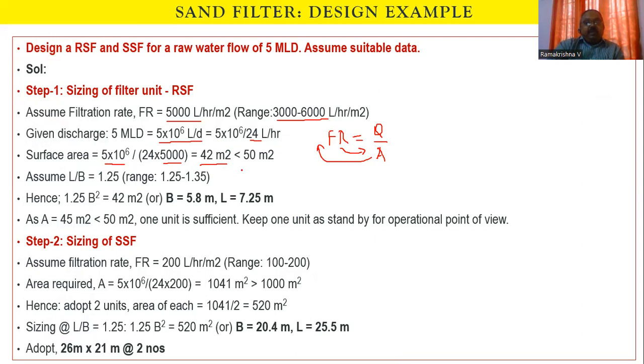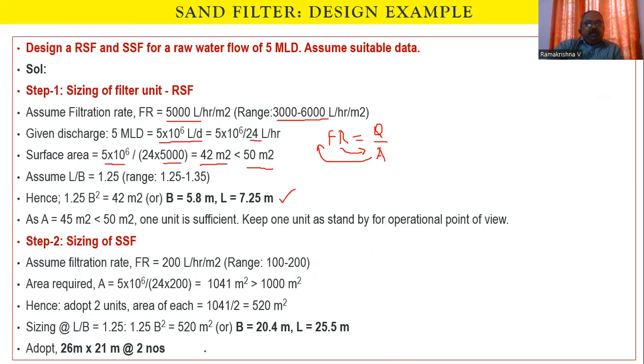But for a rapid sand filter, the maximum limit is around 50 meters square. It should not be more than that for practical considerations. So we need not divide into a number of components. Here, when you assume L/B is equal to 1.25, in the range of 1.25 to 1.35, and substitute, you get B is equal to 5.8 meters and L is equal to 7.25 meters. And usually we keep one more filter for standby, from the operational point of view.